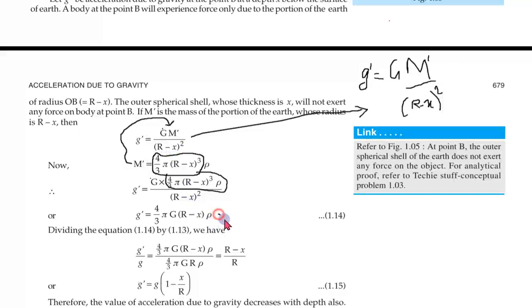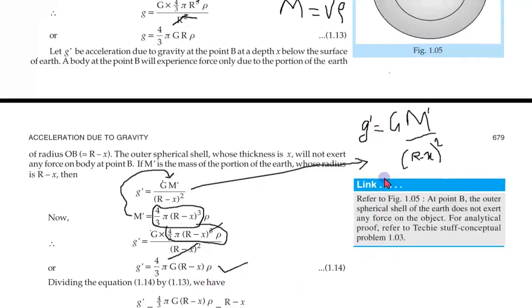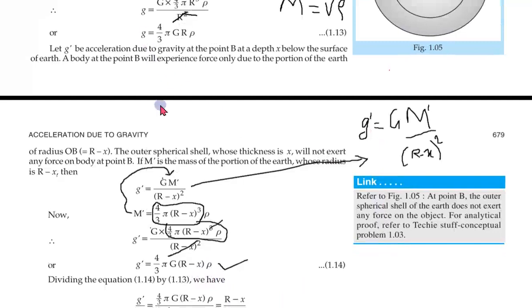So r minus x cancels out. Let me write this: g and g dash, and then divide them.